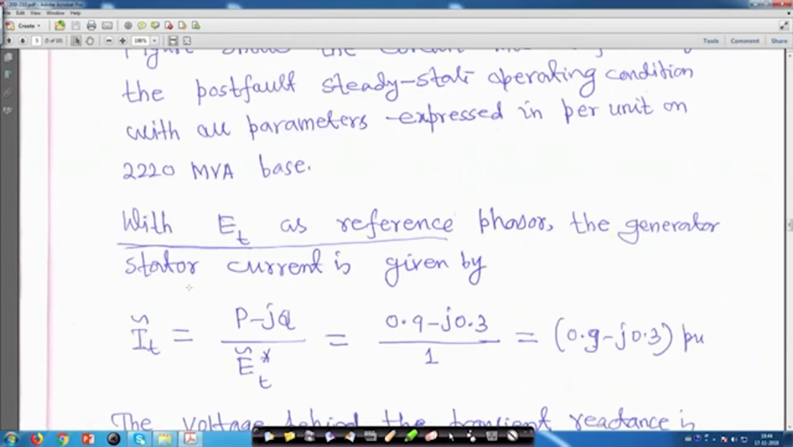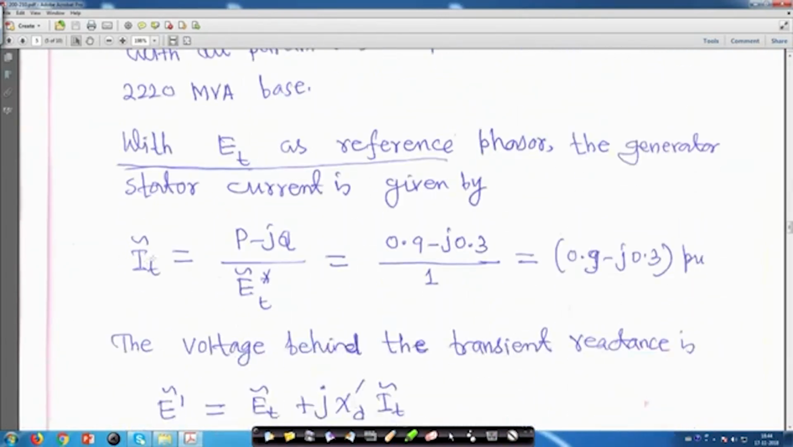If you come back to this current equation, I t tilde is equal to P minus j q upon E t tilde conjugate. We have taken E t as a reference, that means E t tilde is equal to 1 angle 0 degree. So, this is nothing but 0.9 minus j 0.3 per unit.